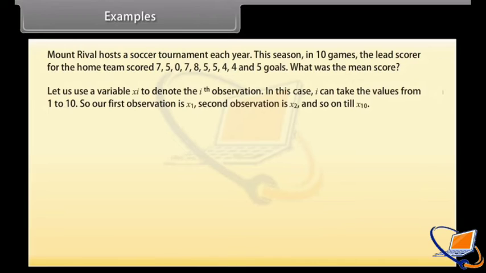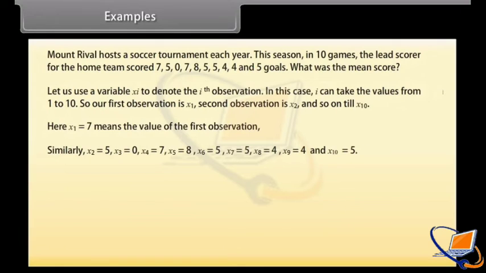Let us use a variable xi to denote the ith observation. In this case, i can take the values from 1 to 10. So, our first observation is x1, second observation is x2, and so on till x10. Here, x1 is equal to 7 means the value of the first observation. Similarly, x2 is equal to 5, x3 is equal to 0, x4 is 7, x5 is 8, x6 is 5, x7 is 5, x8 is 4, x9 is 4, and x10 is 5.